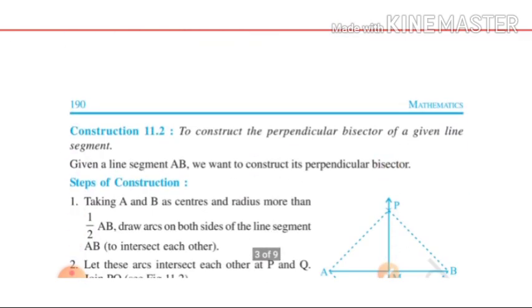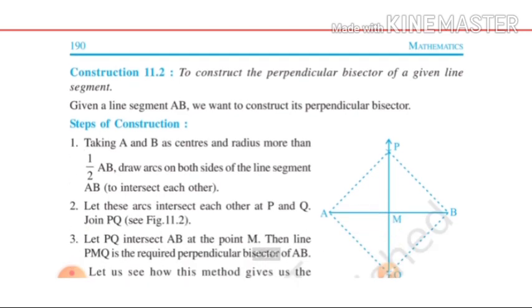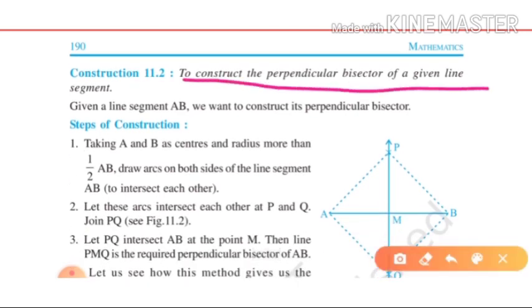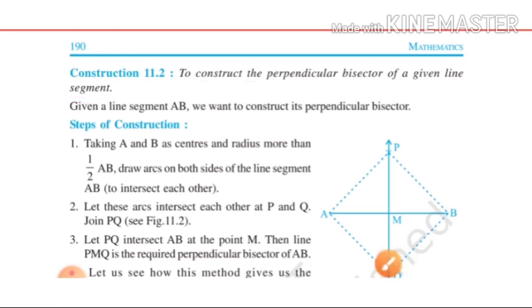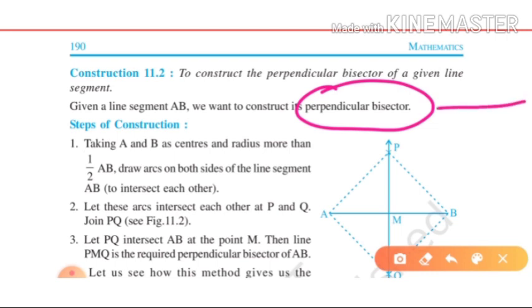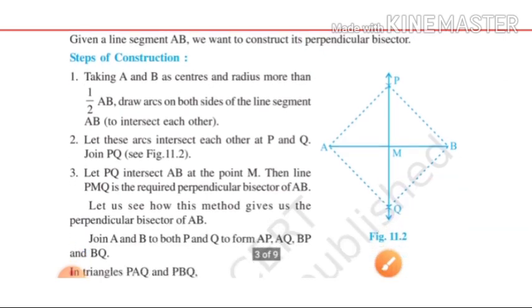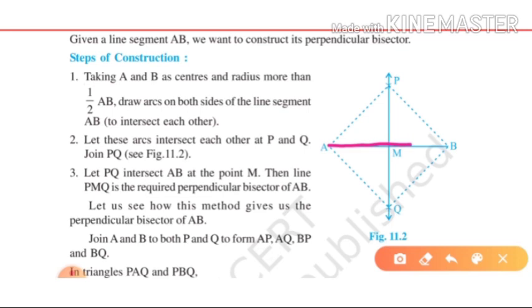Then we'll learn how to draw a perpendicular bisector of a given line segment. Remember, a perpendicular bisector divides the line into two equal parts and is also perpendicular to the line. As you see here, AB is a line, and this one is at 90 degrees, dividing the line segment into two equal parts. That means AM is equal to MB.